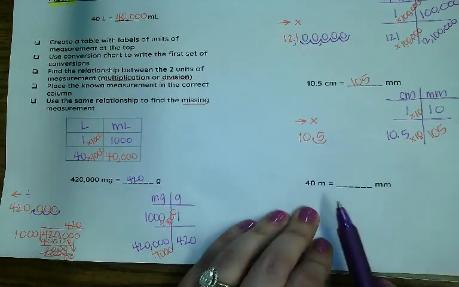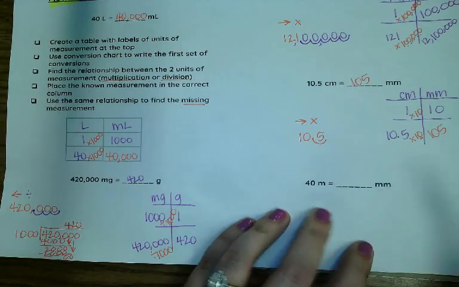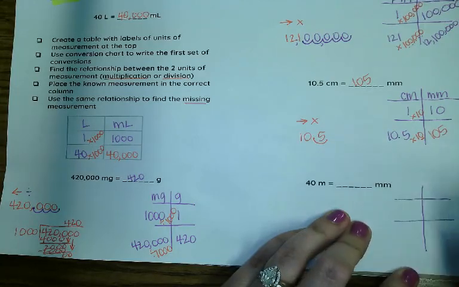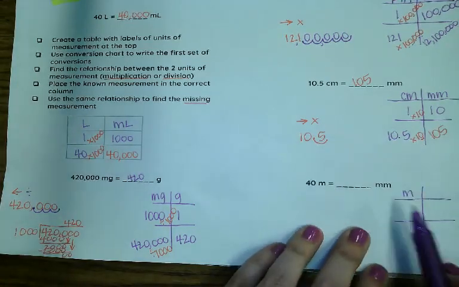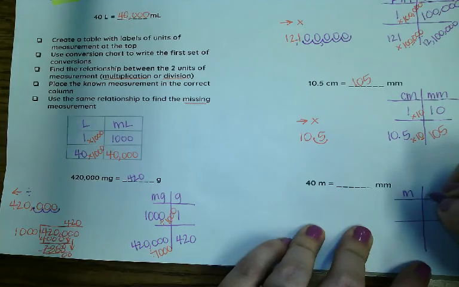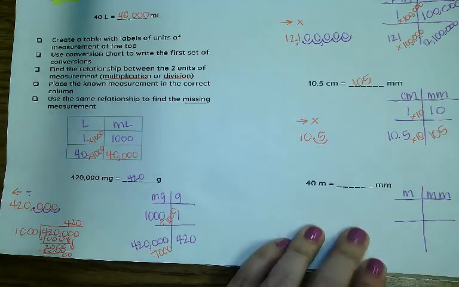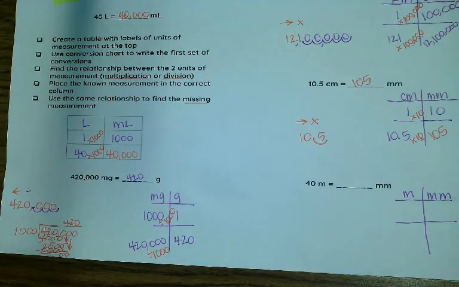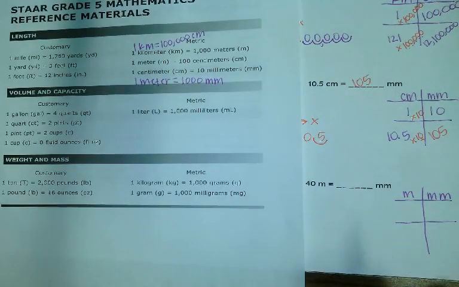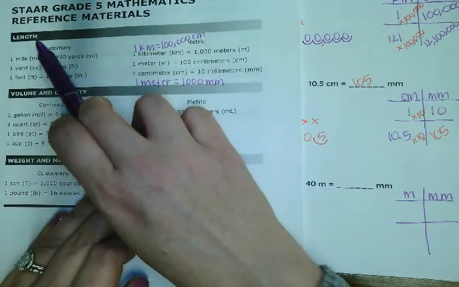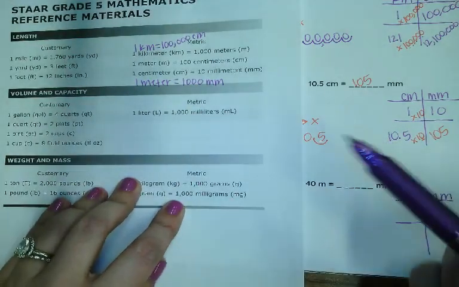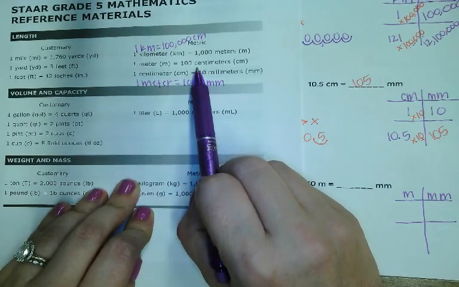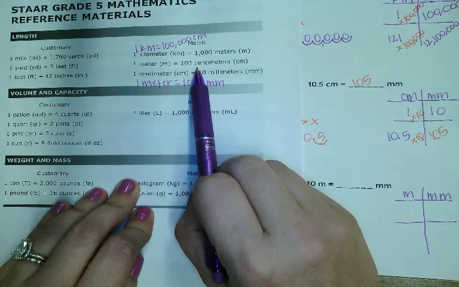And for our last example, we are going to be converting 40 meters into millimeters. So again, starting with our table, putting our units of measurement at the top, meters and millimeters. And then for our first row of information, we're going to go to the conversion chart. And we're measuring the length, so we'll be in the length section. And I go to meters and I see that it only gives me that it's equivalent to 100 centimeters. So I'm going to have to do one of those double conversions again.